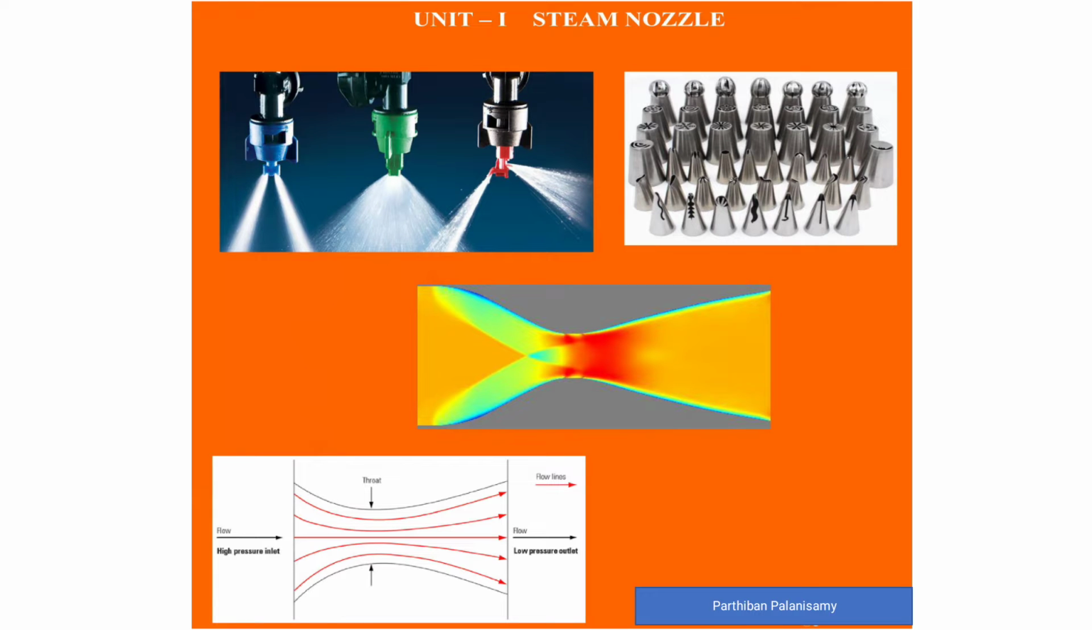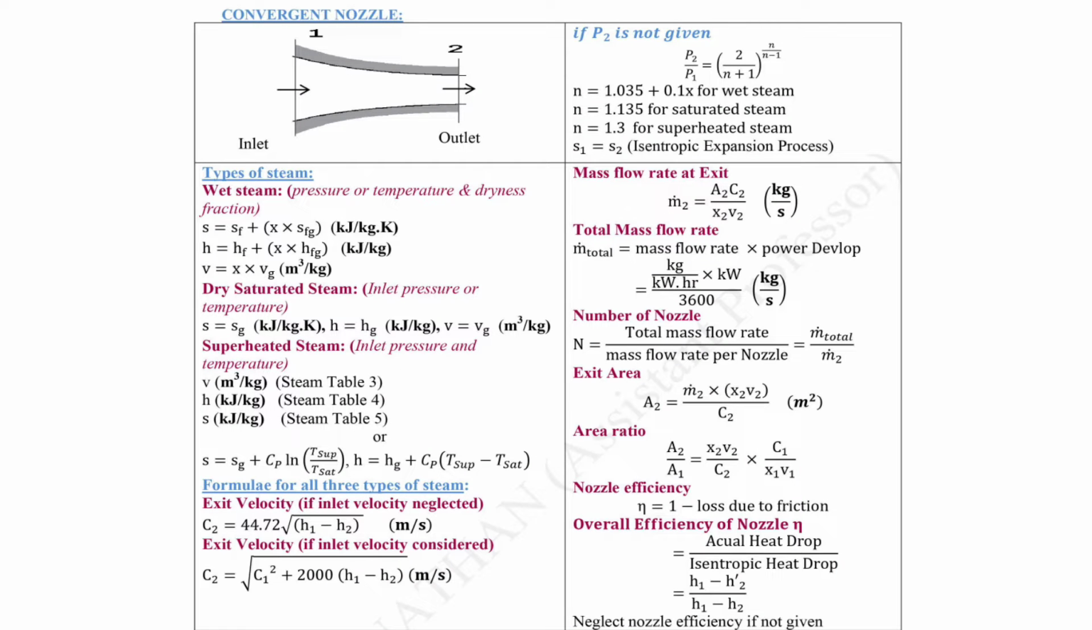Part 1, I am going to present about steam nozzle. First one, the convergent type nozzle. The left hand side, first cross section represented as inlet, and the second cross section represented outlet. The types of steam will be provided with different characteristics like entropy, enthalpy, and specific volume.